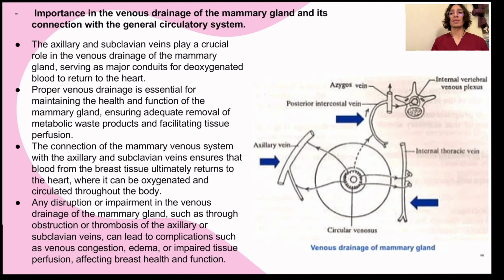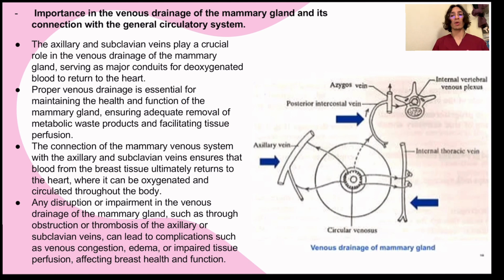Proper venous drainage is essential for maintaining the health and function of the mammary gland, ensuring adequate removal of metabolic waste products and facilitating tissue perfusion. The connection of the mammary venous system with the axillary and subclavian veins ensures that blood from the breast tissue ultimately returns to the heart, where it can be oxygenated and circulated throughout the body.